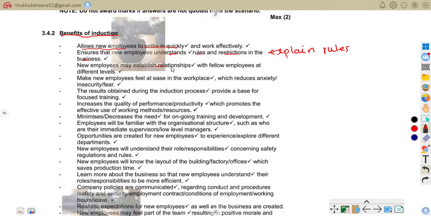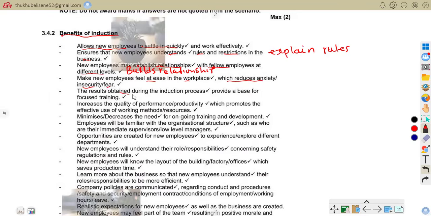And new employees may establish relationships with fellow employees at different levels. Here we're talking about building relationships. Induction builds relationships. So those are the team introductions. Make employees feel at ease in the workplace, which reduces anxiety as well as insecurity or fear. So it reduces anxiety. Guided workplace talk is very important, and it reduces that anxiety or fear.